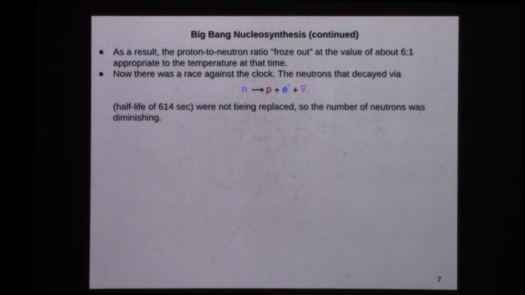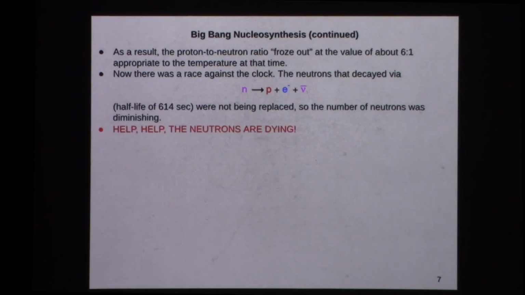Anyway, now there was a race against the clock. The neutrons decay via neutron becomes proton plus electron plus anti-electron neutrino, with a half-life of about 614 seconds, about 10 minutes or so. They were not being replaced anymore. There's not enough energy to turn protons back into neutrons again, so the neutrons are disappearing. The number of neutrons was diminishing.